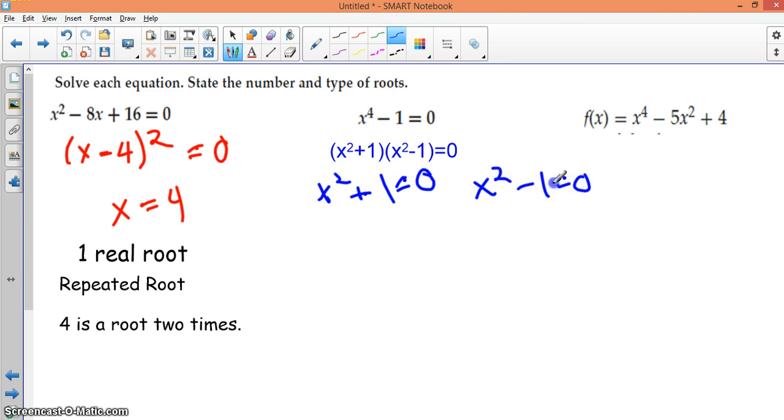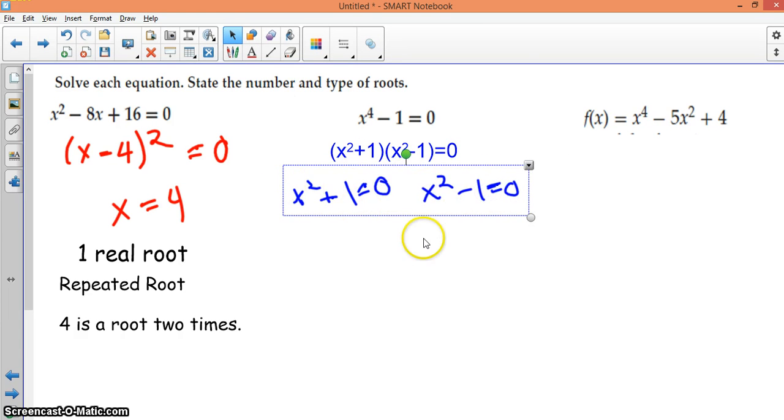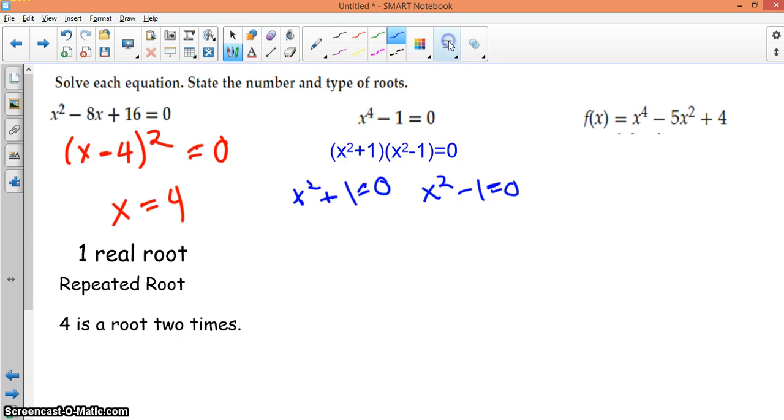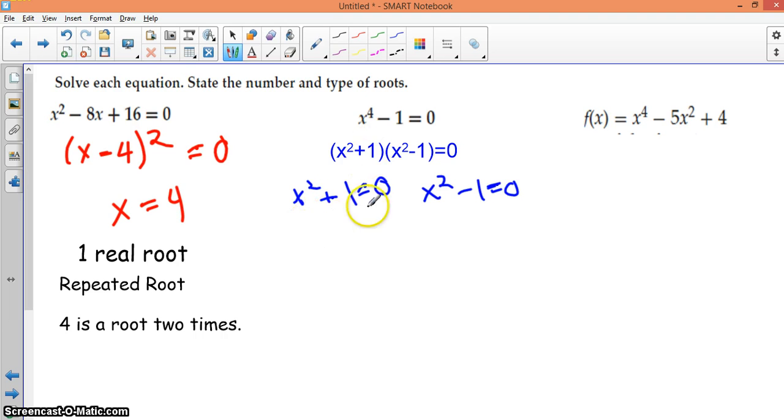We could do the second one by difference of squares, but we can use what's called the square root method, if you remember that from chapter 5. If you don't, you can go back in your notes or look it up. Both of these are square root method problems. Alright, so we have x squared equals negative 1, which means x equals plus or minus the square root of negative 1, which is i. So there are two imaginary roots. Alright, and we get x squared equals 1.